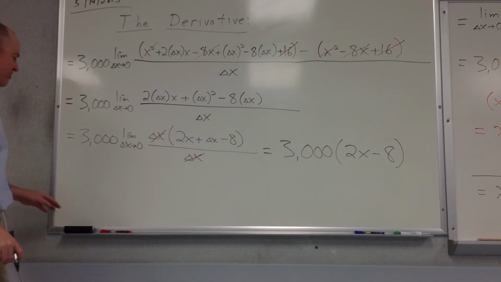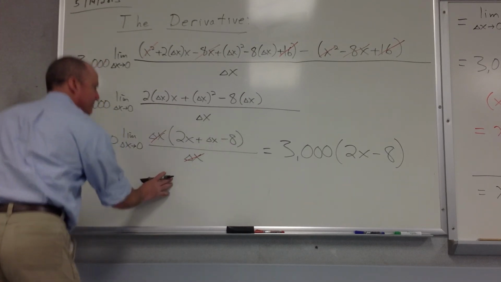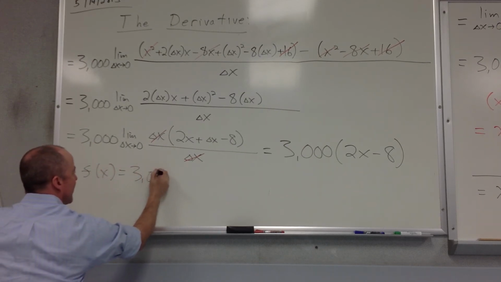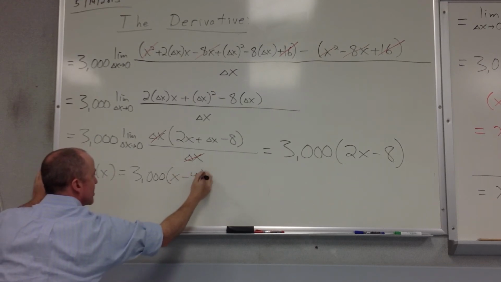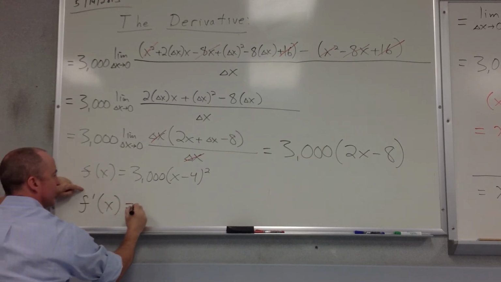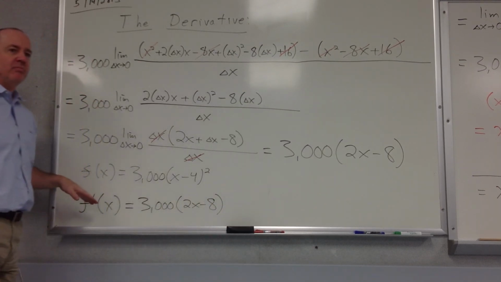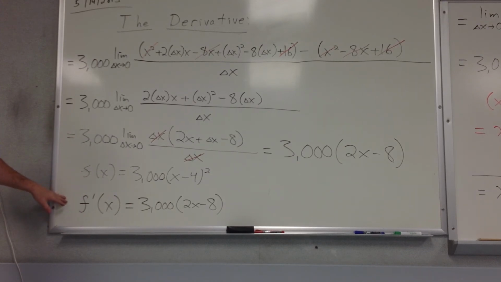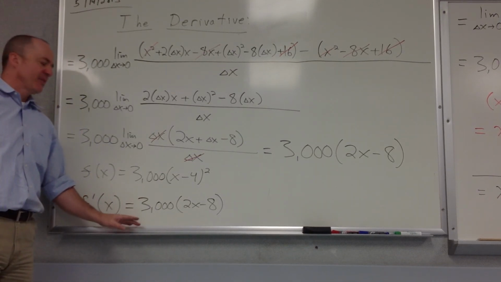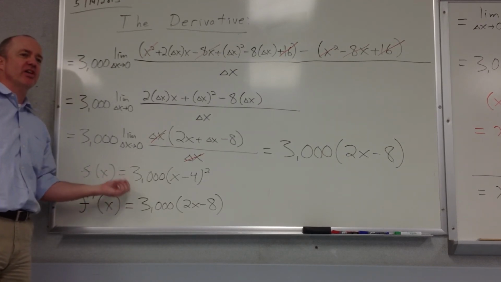What you guys have just done is find something called the derivative function. Here's what you just discovered: if the function is 3,000 times x minus 4 squared, then the derivative, f prime of x, indicated with an apostrophe, is 3,000 times 2x minus 8. This is called the derivative function. It is a formula, and it tells you the slopes of tangent lines at any point along the original function.